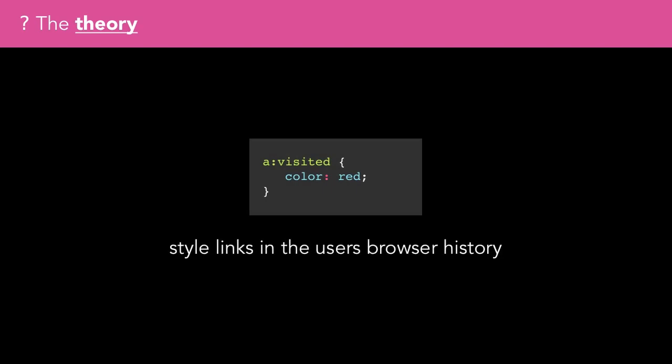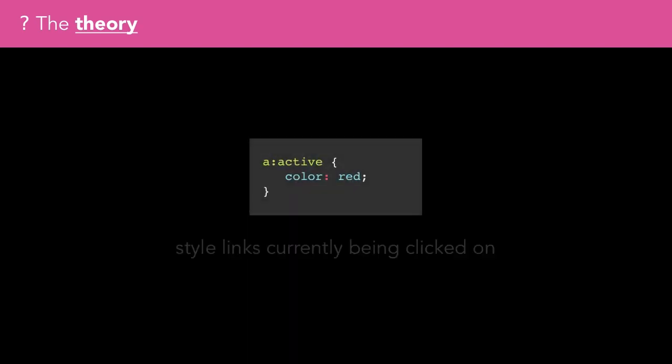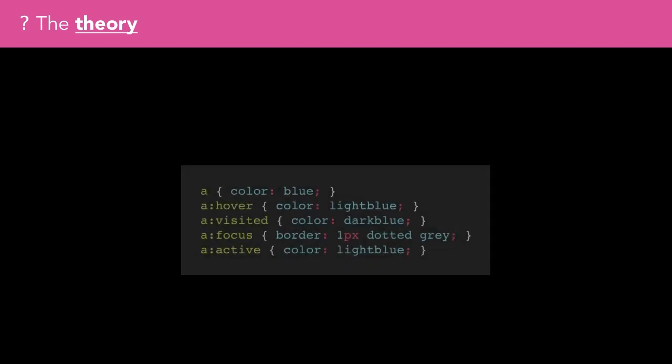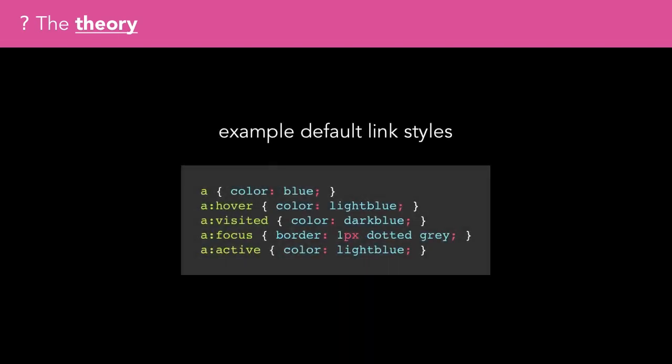There's a:visited for styling links that are in the user's browser history. There's also a:active for styling links that are currently being clicked on. Finally, there's a:focus for a link that's currently got keyboard focus, i.e. the user has used the tab key to jump through the clickable items on a page, like links and form inputs. I like to group this set of four link states together as part of a reset style sheet that will set sensible defaults for an entire project.